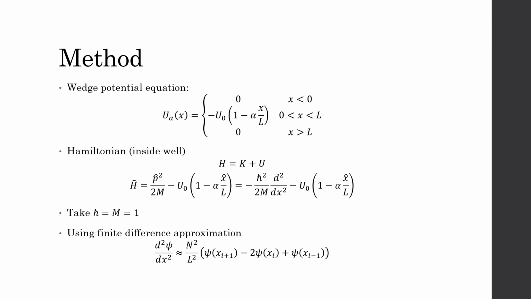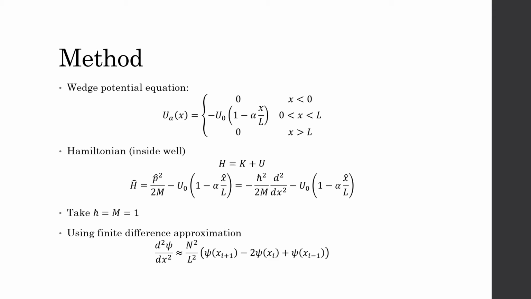Now let's go into a bit more depth about the equations we will use to approach this problem. We'll model the wedge potential using the first equation, where U0 is the maximum depth of the well, and alpha is a parameter that varies between 0 and 1 and determines the angle of the wedge, and L is the width of the well. From here on, we'll take L as equal to 1 to simplify the math.